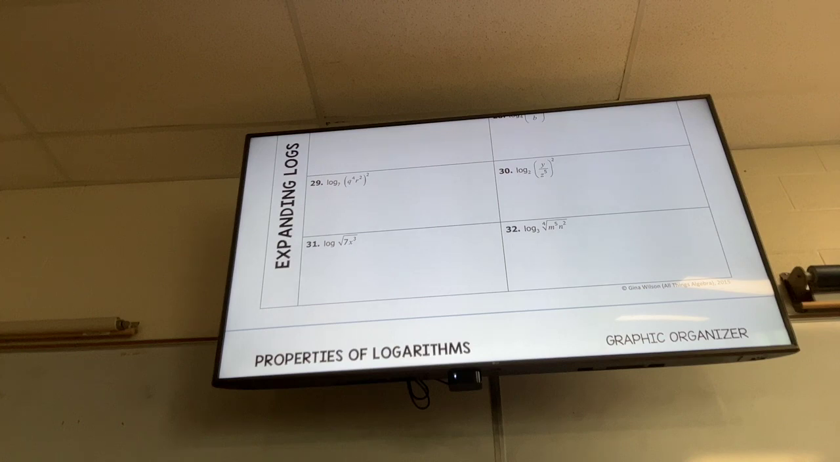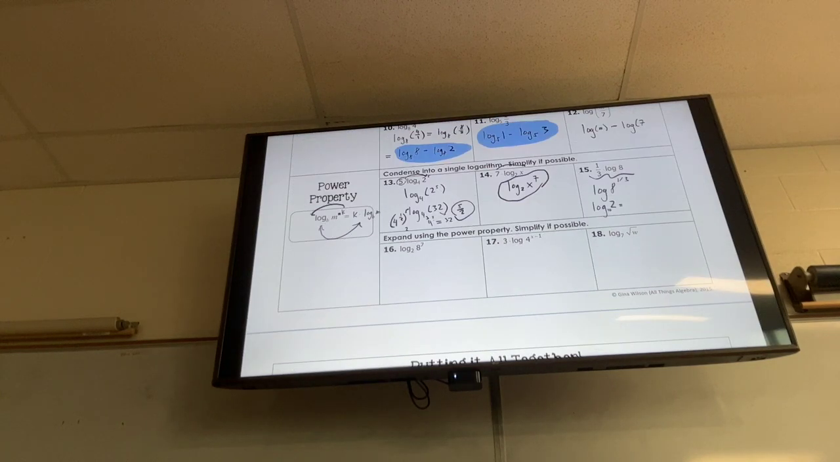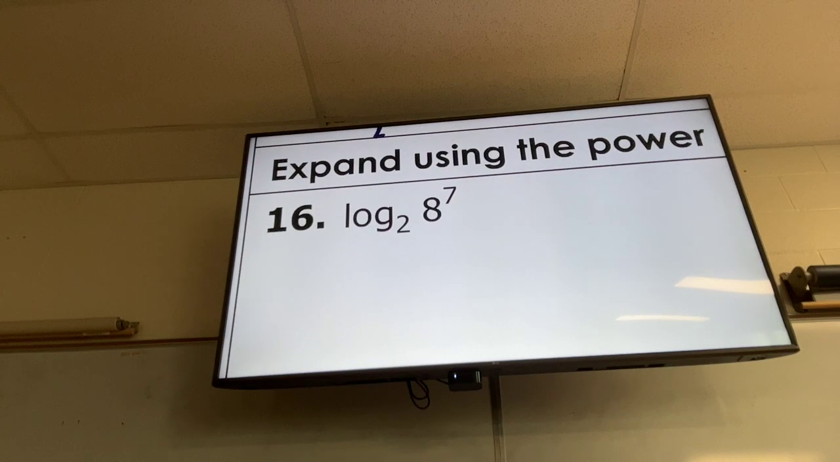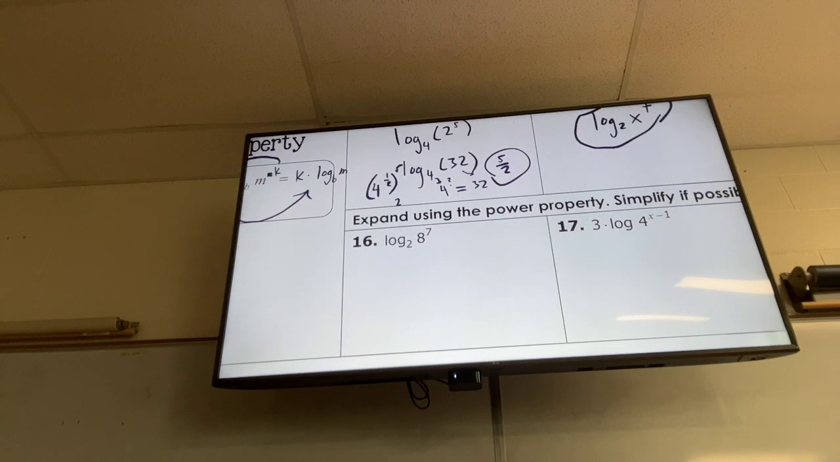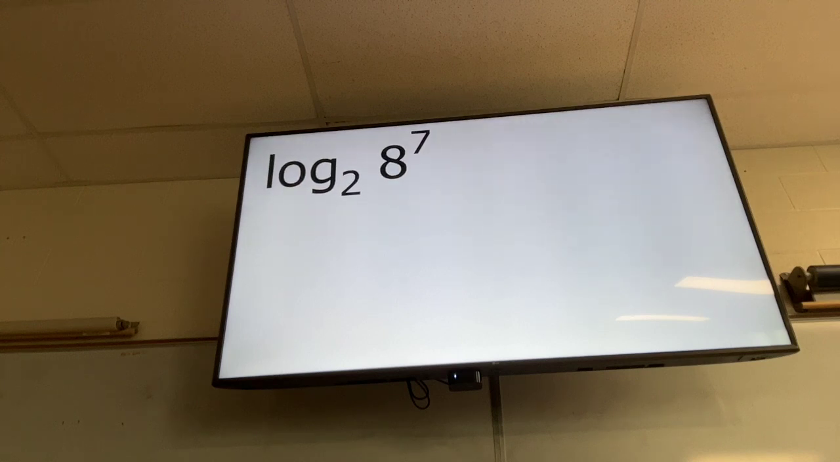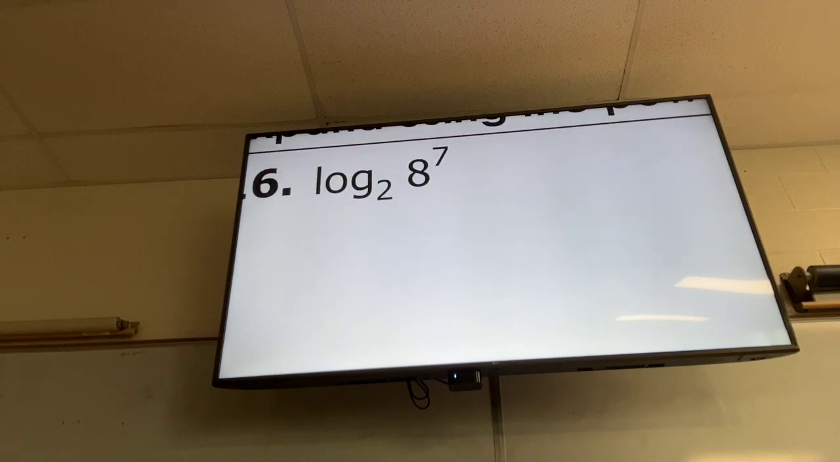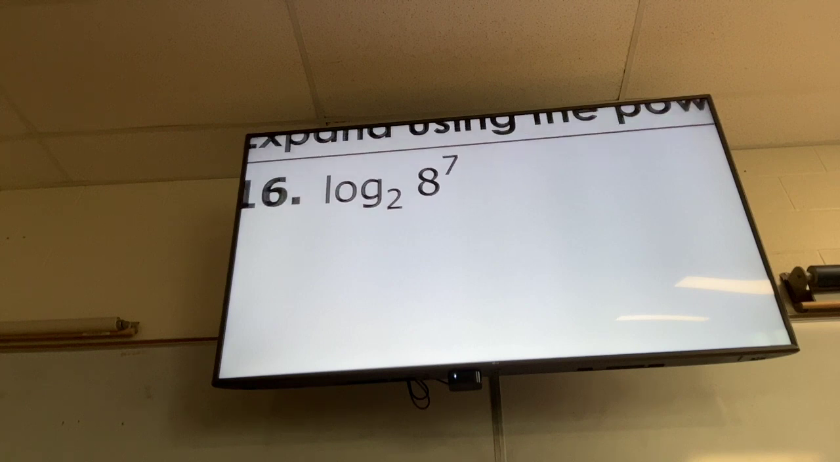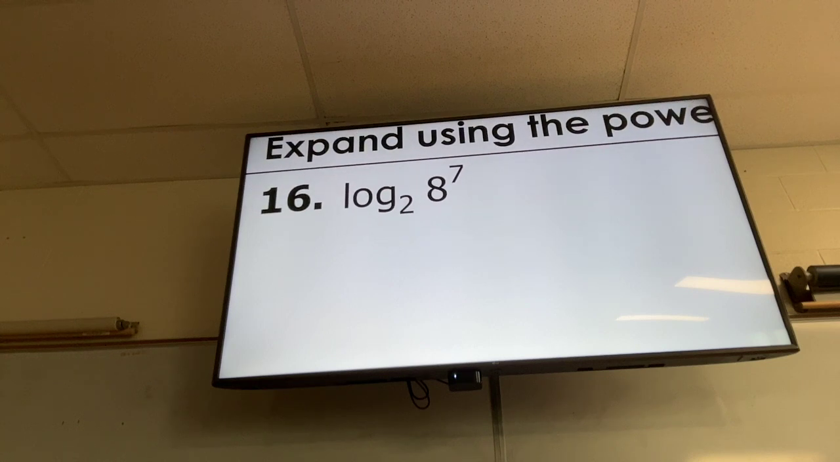Oh, I got it. Alright, so this last three. Okay, how do we do this? It says expand using the power property. So what's going to happen? How do we do this? Yep, so we just take that exponent and it becomes a coefficient. 7 log 2.